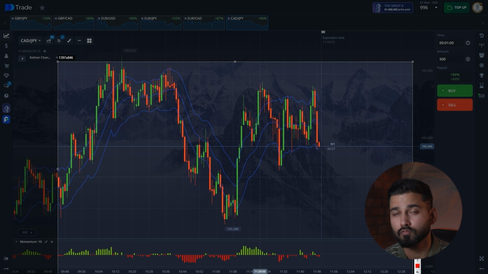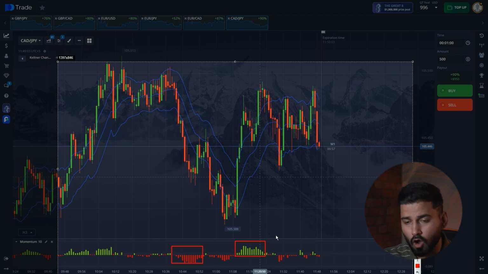Look at the colors of the bars at the bottom. If momentum is red, the chart almost always falls. This is our first condition for a trade. Right now, by the way, it's red. The chart is declining, but that is not enough for us.